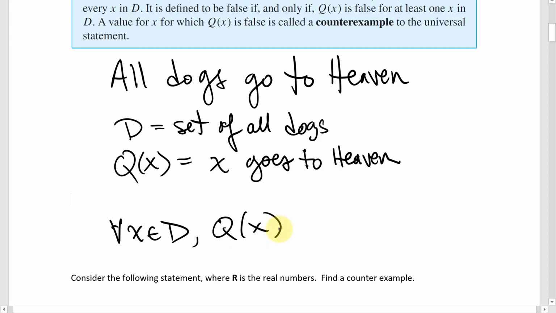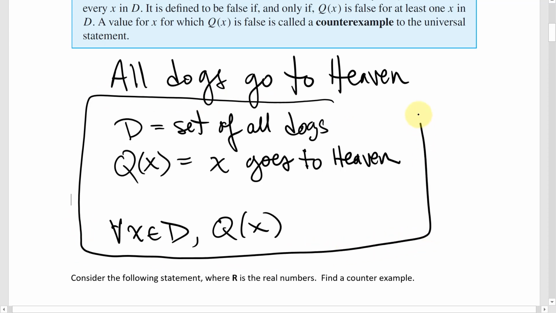So what I'm talking about is a sort of mathematical and logical language in which I can make a statement that's a universal statement. I can say all dogs go to heaven in a very formal and set theoretical and logical way. For every element of the set D, Q of x is true, where Q of x is the predicate that x goes to heaven.